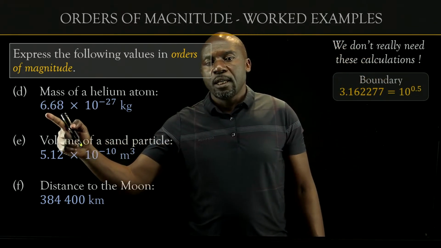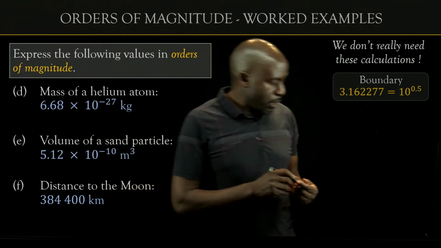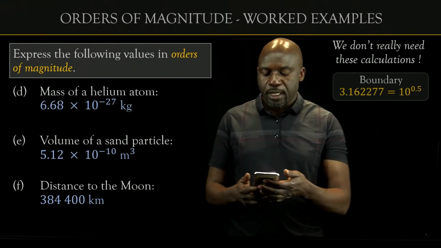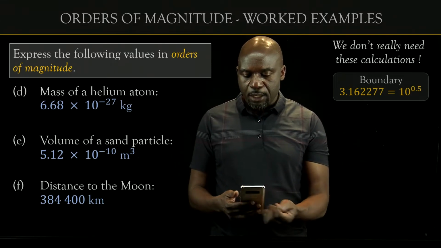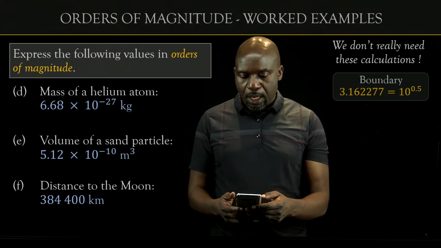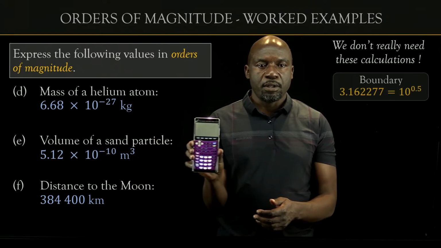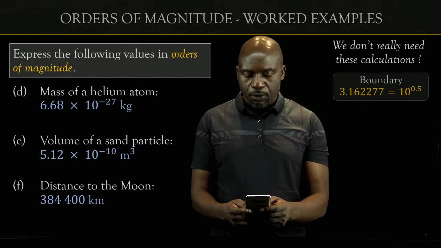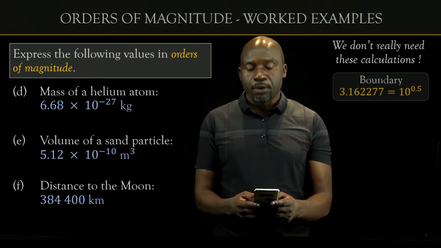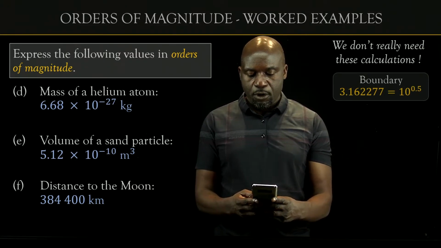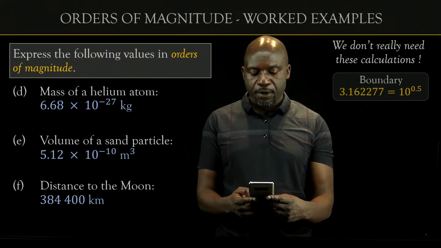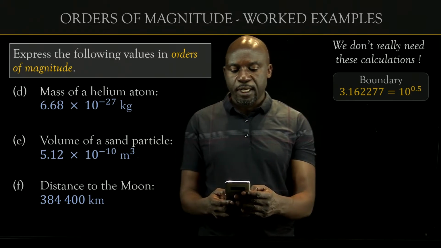If I were to look for, I can do that right now. What is the log to base 10 of 6 point? I'll use my phone quickly. I have a calculator on the phone. So if I find the log, I'm looking for the log of 6.68. And if I find that, I get 0.824.